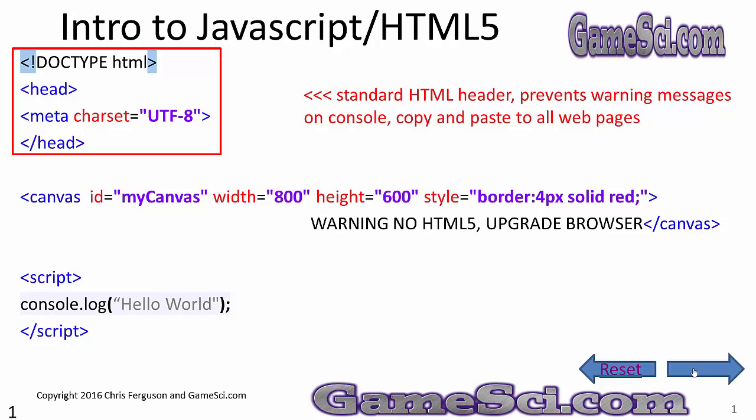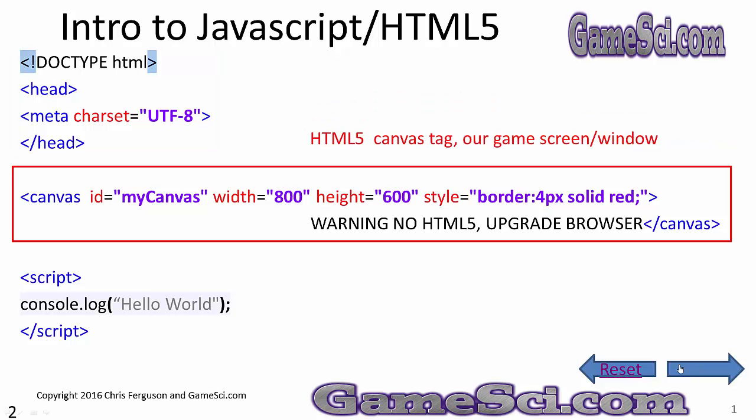This is clearly HTML right here. Notice the angle brackets all the tags are in. Now if I had to point to something on this screen and say what is the HTML5, what you see in the box is the HTML5. This is the HTML5 canvas tag. This is our game screen or window. It's going to put up a rectangular box on the screen and we're going to program our video game into this box, screen, window, whatever term you used to play.